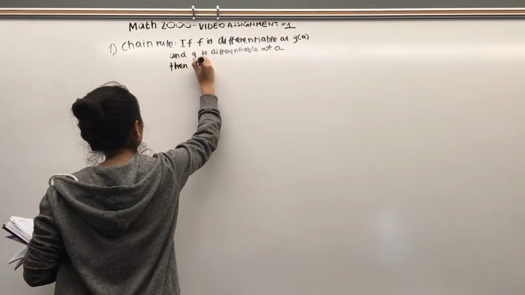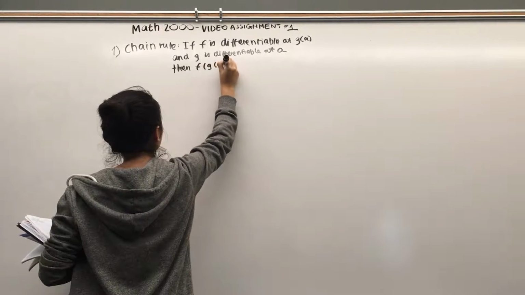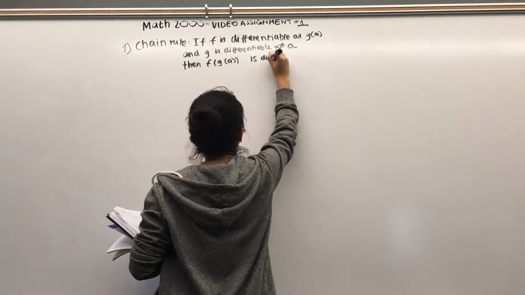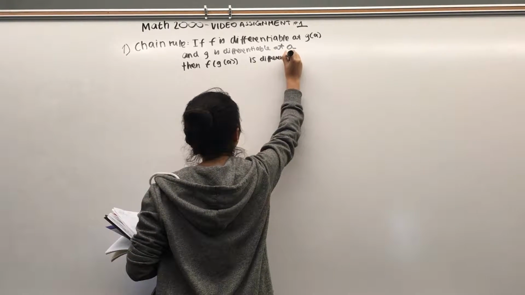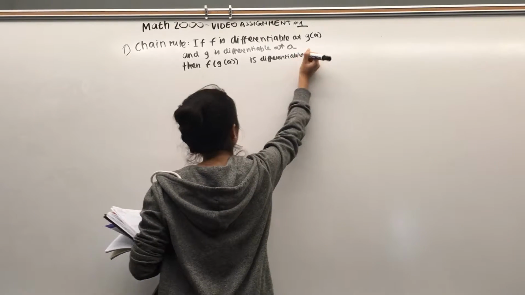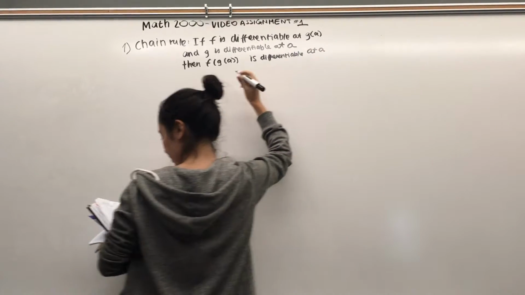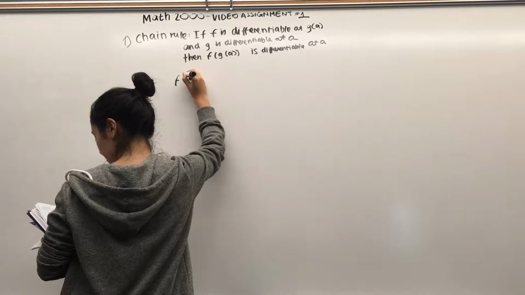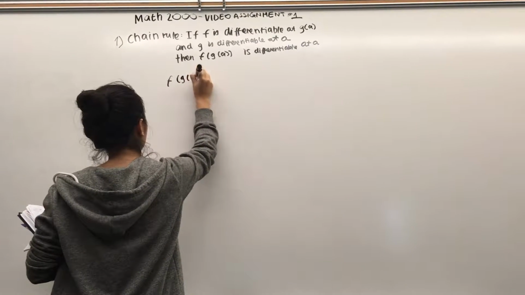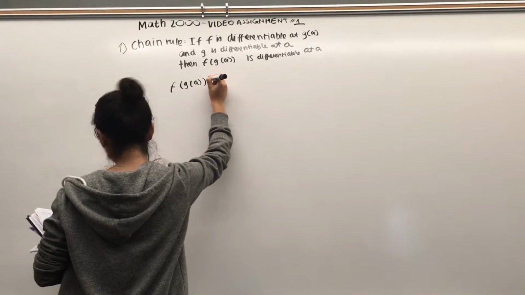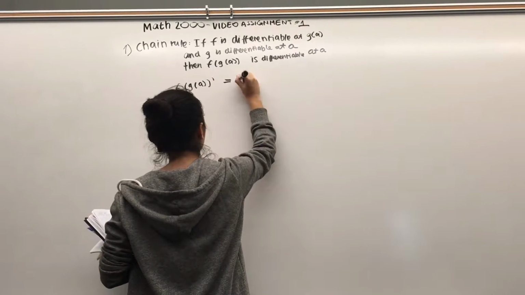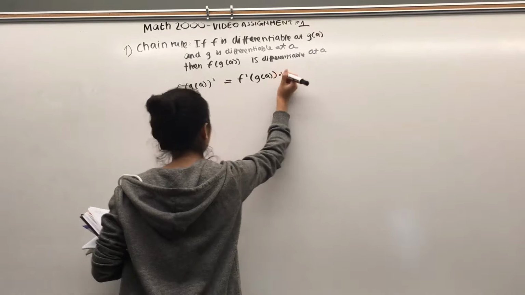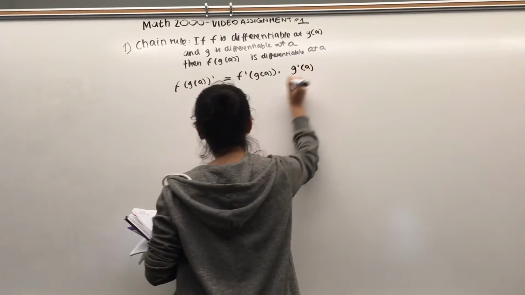then f(g(a)) is differentiable at a, and therefore the derivative of f of g of a would equal the derivative of f at g of a times the derivative of g of a, which is the chain rule.